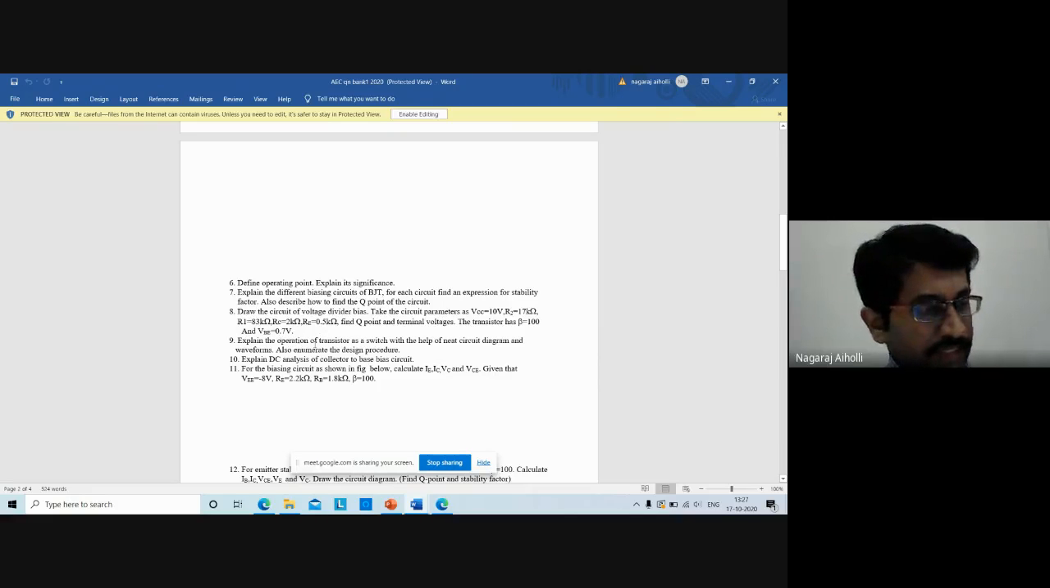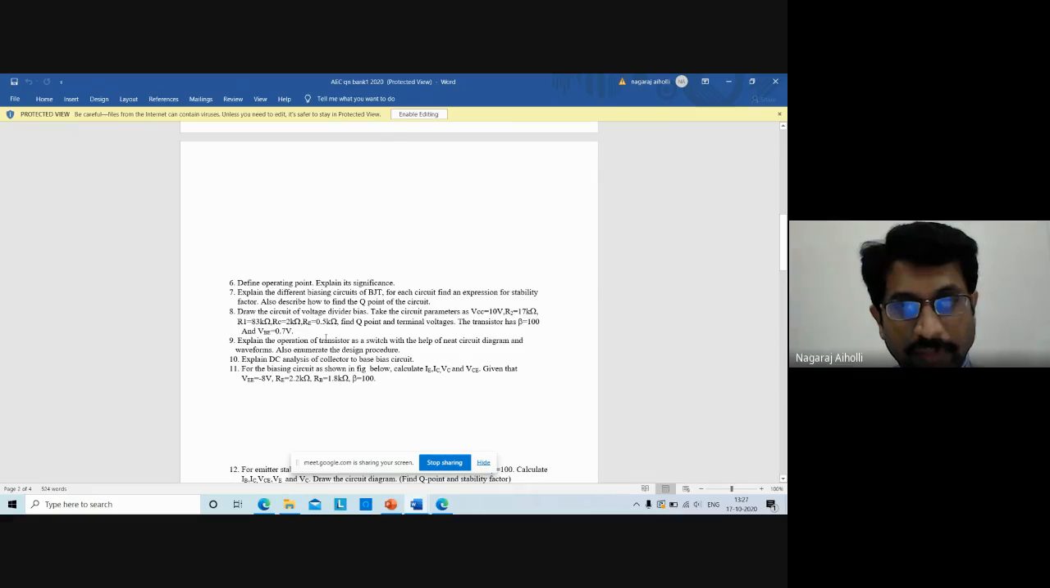Then question number 8: draw the circuit of voltage divider bias. Take the circuit parameters. They have mentioned the values here: VCC, R2, R1, RC, RE. Find the Q point and terminal voltages. The transistor has beta equal to 100 and VBE equal to 0.7 volts. So this is the problem here.